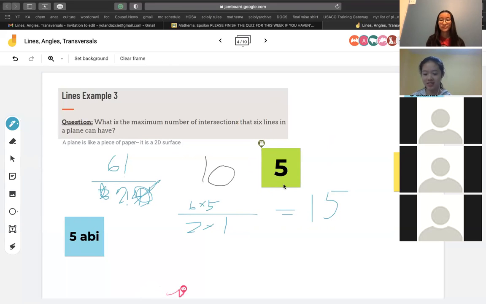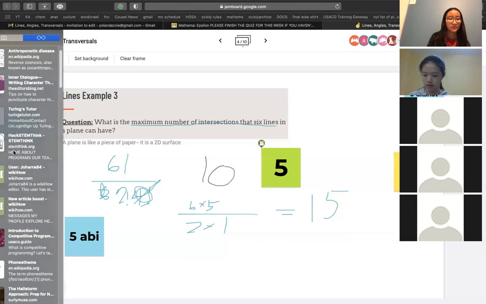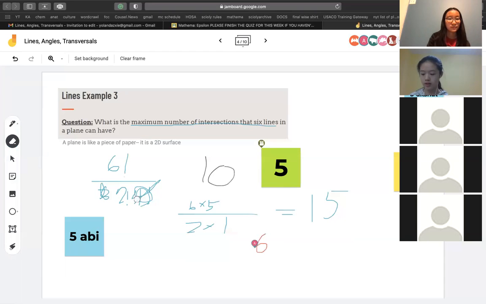That's all right. So the maximum number of intersections that any number of lines can have: in order for you to get the maximum number of intersections, it means that every one of the 6 lines has to intersect every one of the other 5 lines. So if each of those 6 lines intersects 5 other lines, that'd be 6 times 5 intersections.